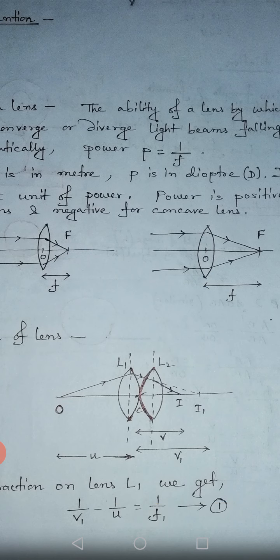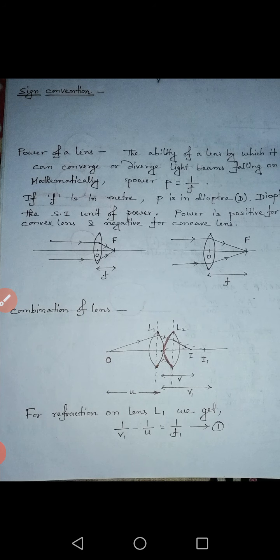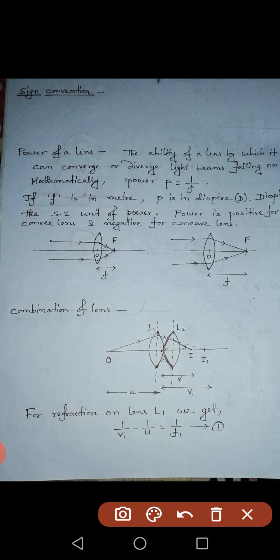Then the combination of lenses. Here you see, for the combination of lenses we have considered two convex lenses, L1 and L2. They are kept in contact in this way. This is the principal axis. Now when both lenses are in combination, suppose their combined optical center is somewhere here, point C. But we also have the individual optical centers. For the first lens L1, this is the optical center. For the second lens L2, this is the optical center.